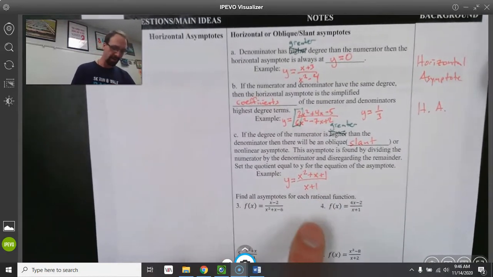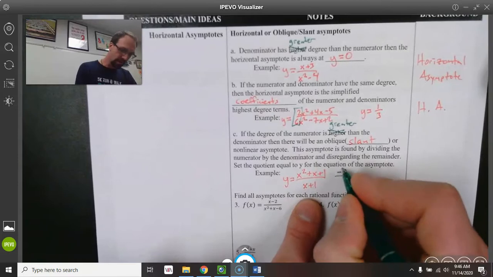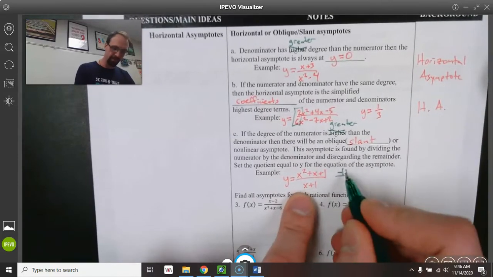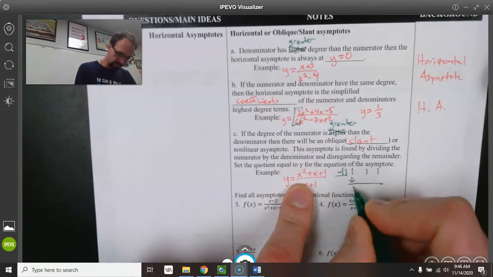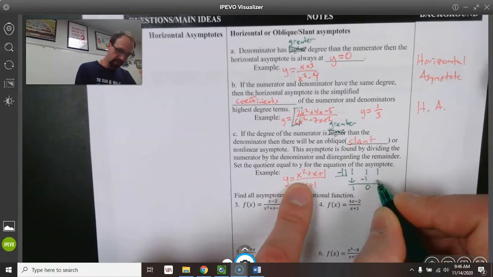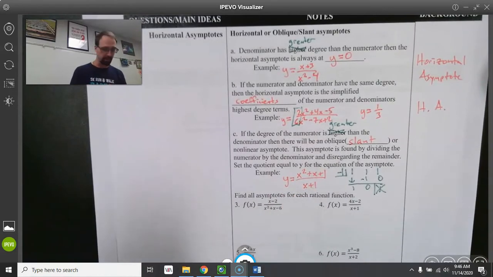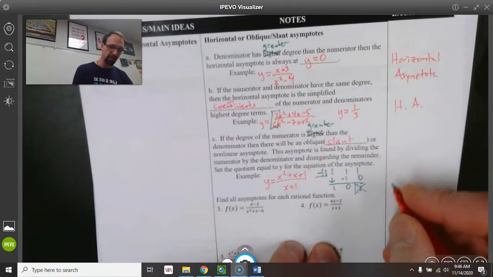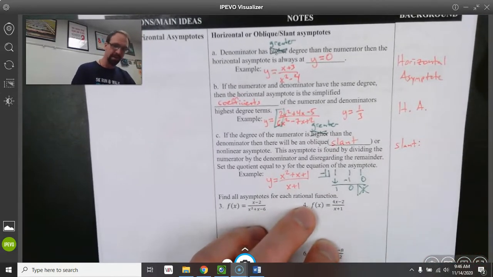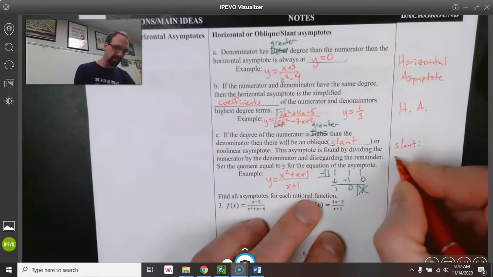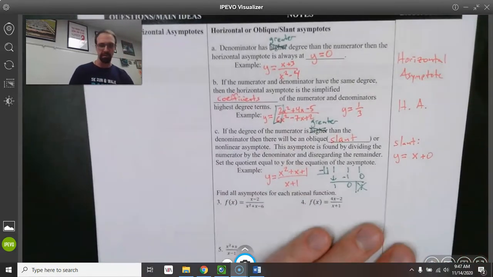I'm just going to do synthetic division quickly to show. So here I have negative 1, dividing by x plus 1. My coefficients are 1, 1, and 1. Bring down the 1, negative 1, 0, 0, remainder is 1. We disregard the remainder for writing the equation of the asymptote. So this is a slant asymptote, or an oblique asymptote, and it's y equals 1x plus 0. So we would just write it as y equals x.